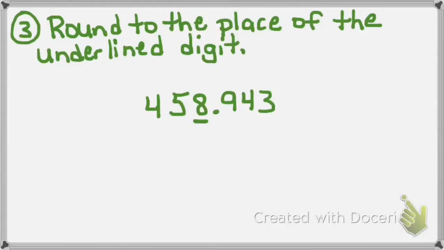Sometimes the directions won't tell you a place to round to, it will just tell you to round to the place of the underlined number. In this case, the 8 is underlined, that's in the ones column, so technically we're rounding to the ones place, and we do the same thing.